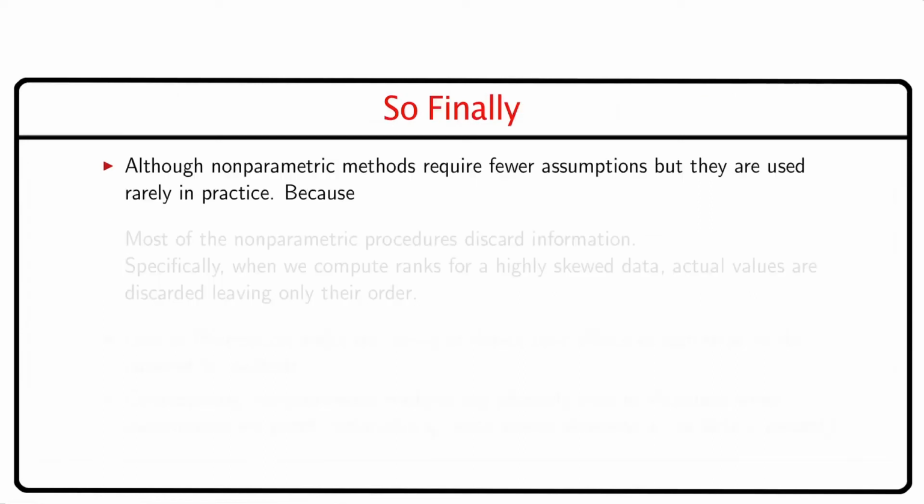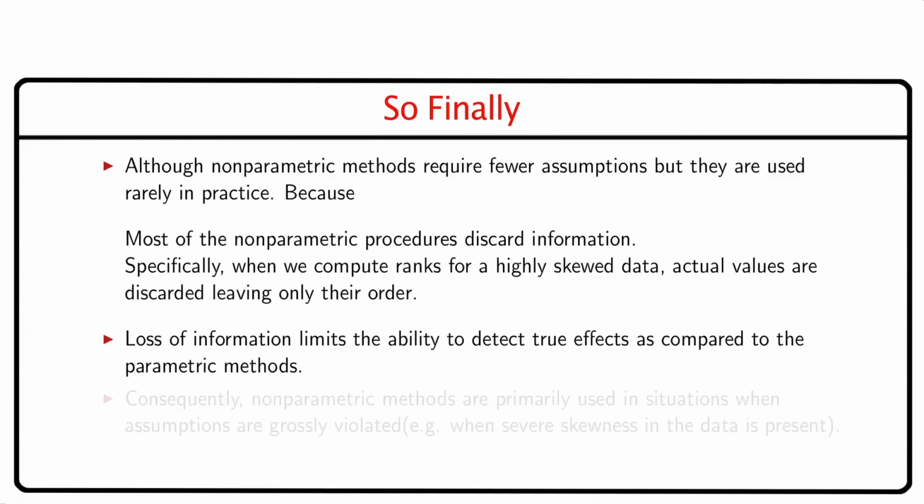So finally, although non-parametric methods require fewer assumptions, they are used rarely in practice because most non-parametric procedures discard information, and loss of information results in reduced efficiency. Specifically, when we compute ranks for highly skewed data, actual values are discarded, leaving only their order. So loss of information limits the ability to detect true effects as compared to the parametric methods.